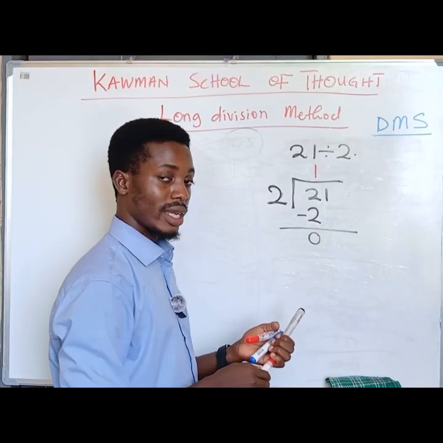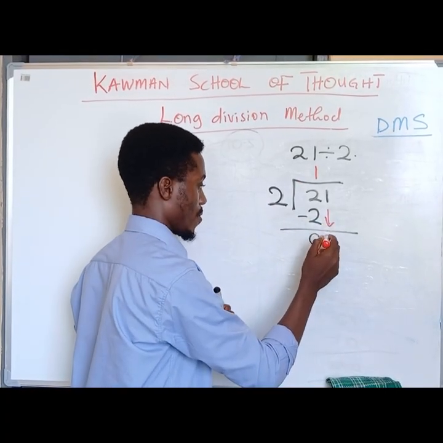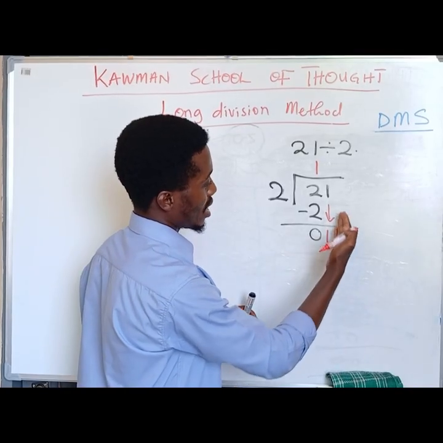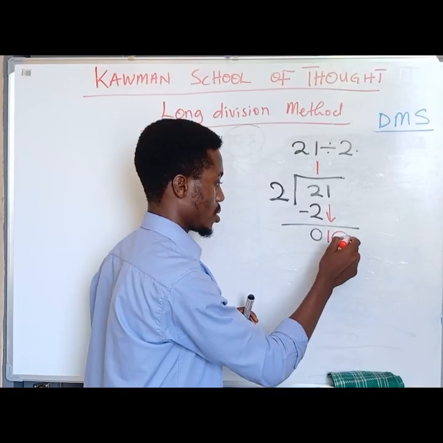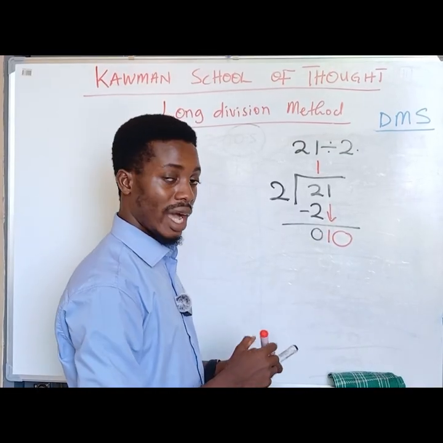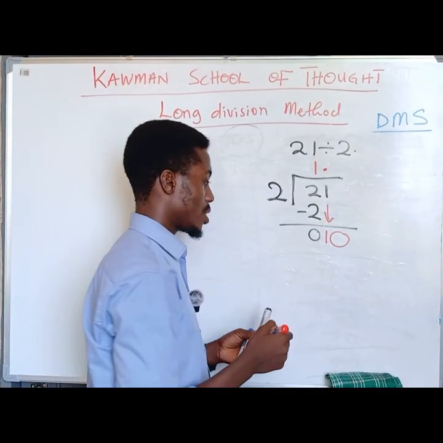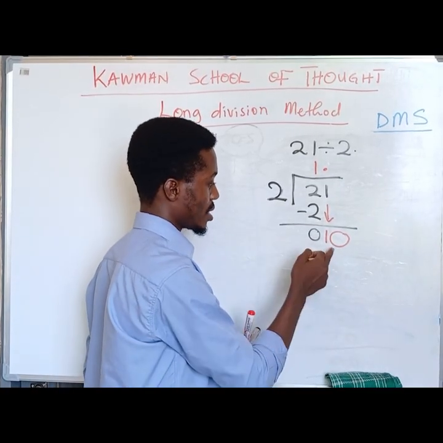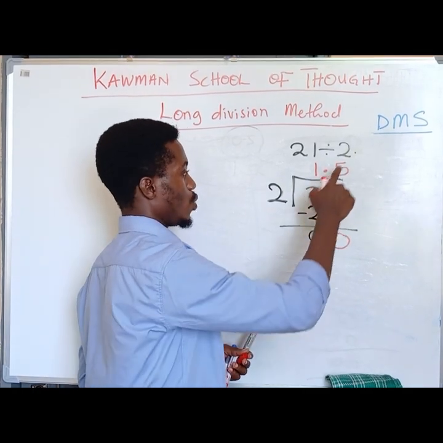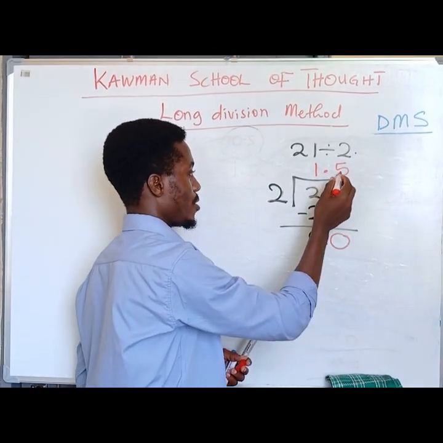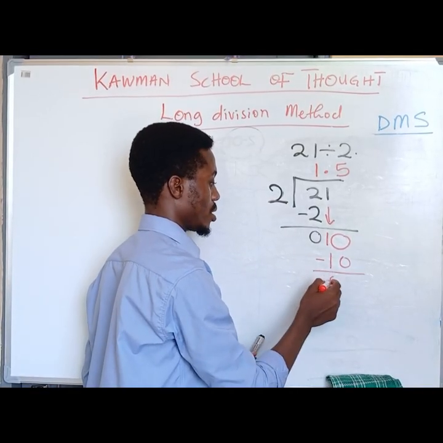Now what do we do next? We bring down our next digit, which is what? 1. So we bring it down here. Now there's no other number attached, so we add 0 to this. When we add a 0, we indicate it here as a decimal point. So point, then we have 10 now. 2 divides 10 how many times? That's 5. Then we multiply. 5 times 2 gives us what? 10. Then we subtract. What do we get? 0.